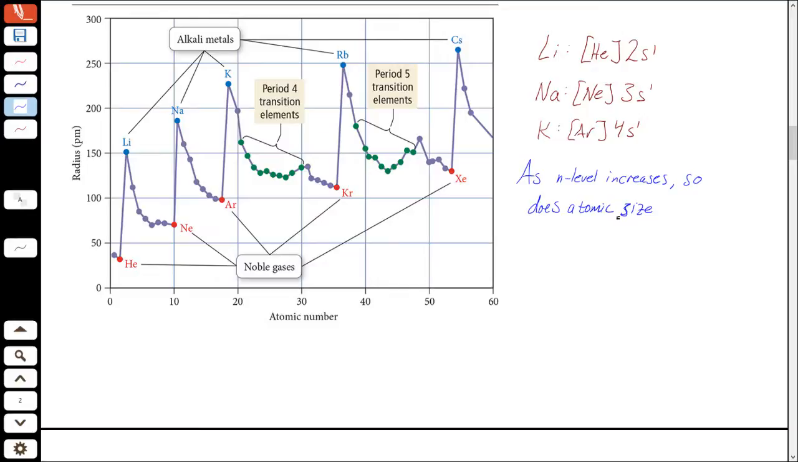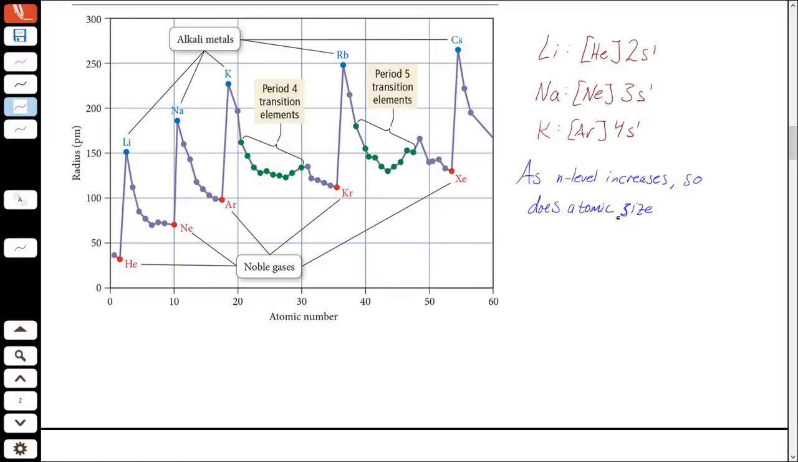So now let's look at the weirder part. As you go in a period, so as you go from lithium to neon, what happens to the atomic size? It decreases. And that maybe doesn't make sense because you're adding electrons, you're adding protons, you're adding electrons as you go across. Why is the size decreasing? Any ideas?